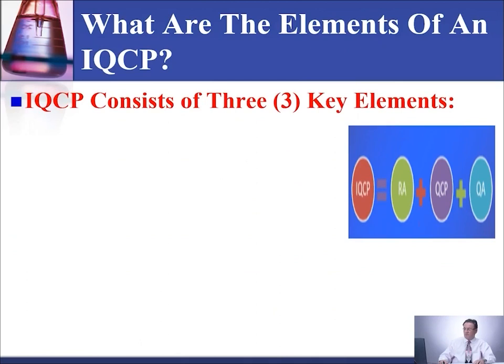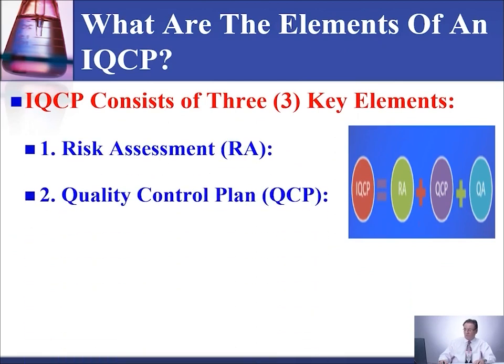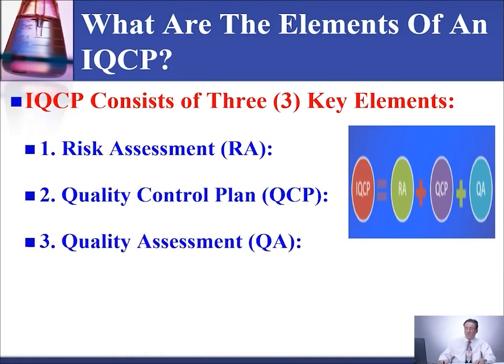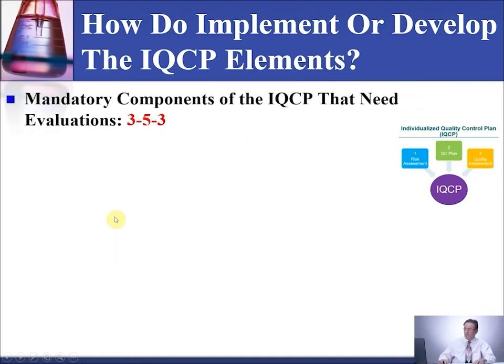IQCP consists of 3 key elements: risk assessment, quality control plan, and quality assessment. IQCP equals risk assessment, quality control plan, plus quality assessment. Now, how do you implement or develop the IQCP plan? I need you to remember 353, 353, because these are the mandatory components of the IQCP that need to be evaluated.